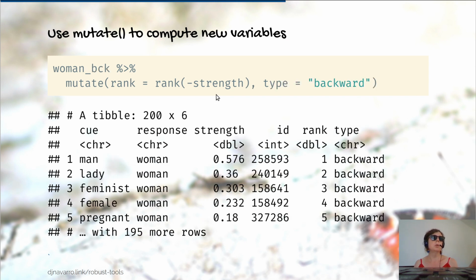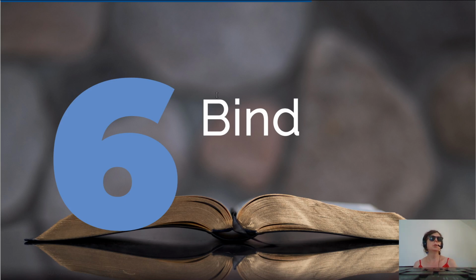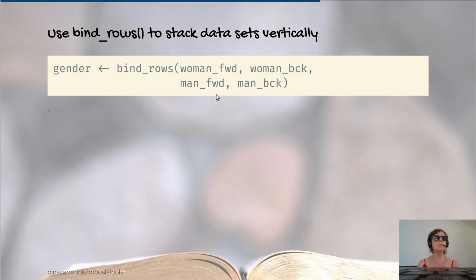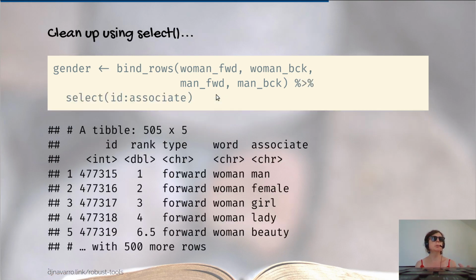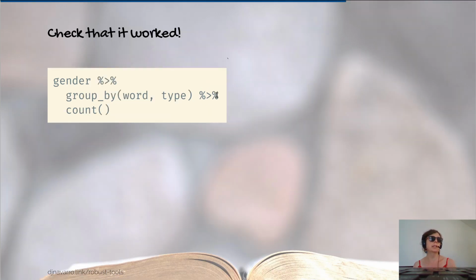So we can have multiple variables in a single mutate statement. We can use the bind rows function to concatenate multiple data frames or stick them on top of each other. So that was when we used bind rows to create the gender variable. I showed you, when I was doing that, some fancier things you can do with select and filter.